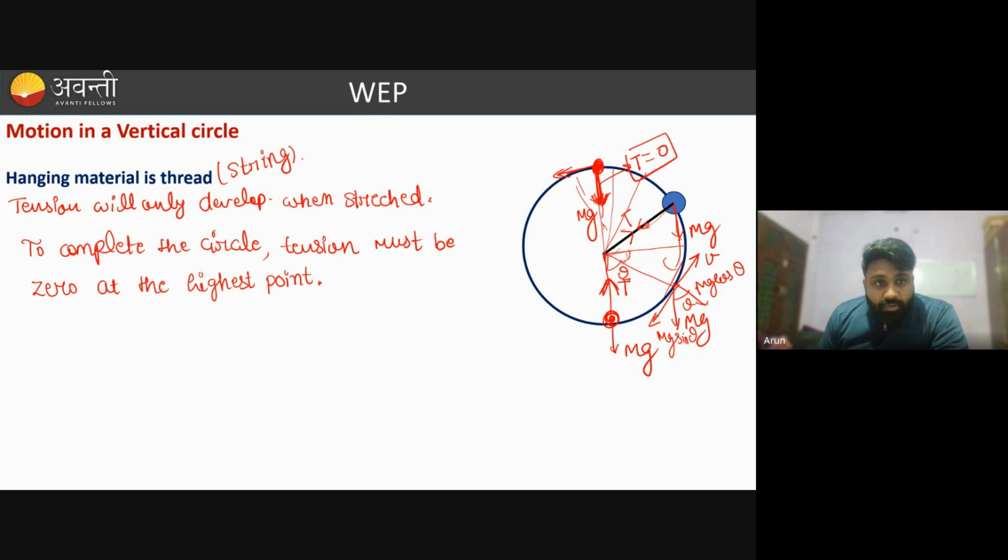Okay, and also to solve any kind of problem related to vertical circle, we use energy conservation. Okay, so this concept we are going to use.